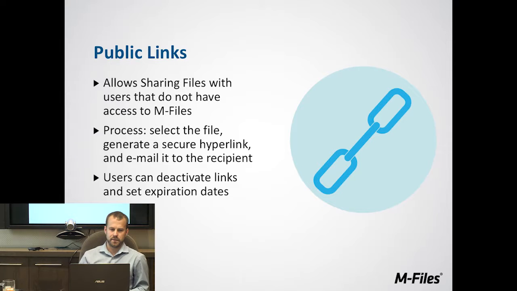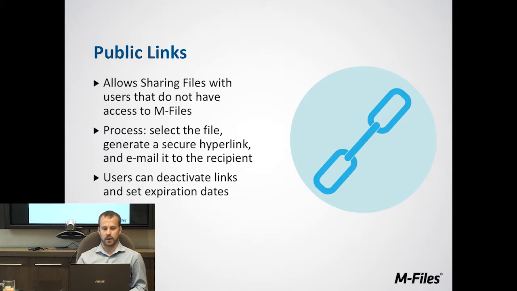The next option you have is a public link. This is similar to the send copy as link, but now you're able to send a link to the document to somebody who doesn't have access to M-Files. So you can share links to documents to whoever you want.